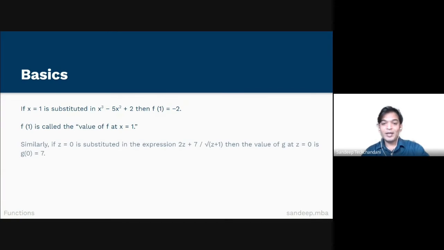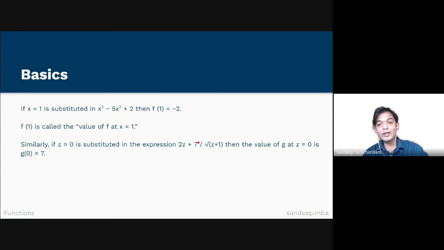Similarly, if z is equals to 0 is substituted in the expression 2z plus 7 divided by the square root of z plus 1, then the value of g at z is equals to 0, that is g of 0, is equals to 7. Let me show you how. 2 times 0 is 0. 0 plus 7 is 7.